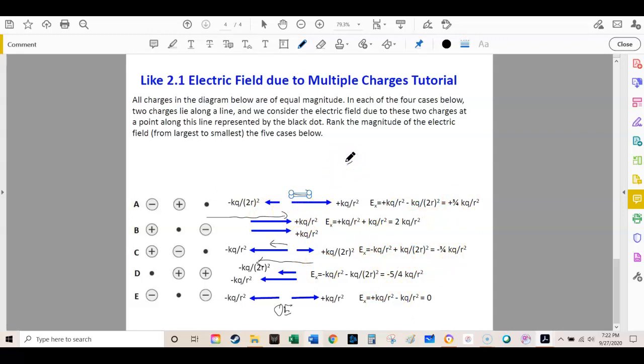So this is the basics of calculating a net electric field due to multiple charges in one dimension.